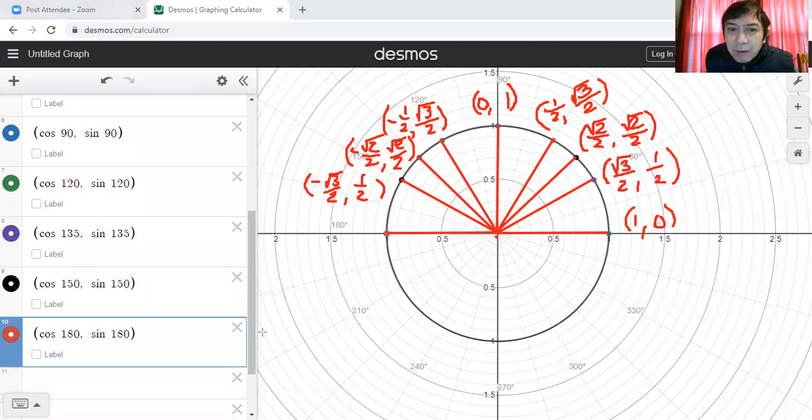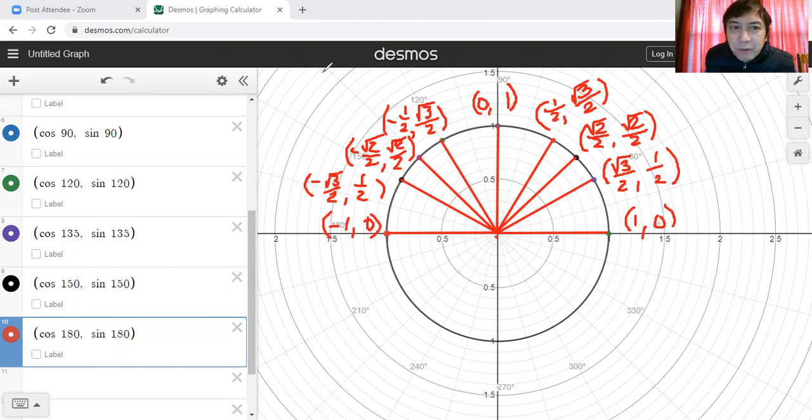there. Now the coordinates of this will be, of course, -1, 0. This will be -1, 0 there. That means the cosine of 180 is -1 and the sine of 180 is 0. All right, next is 210 degrees.